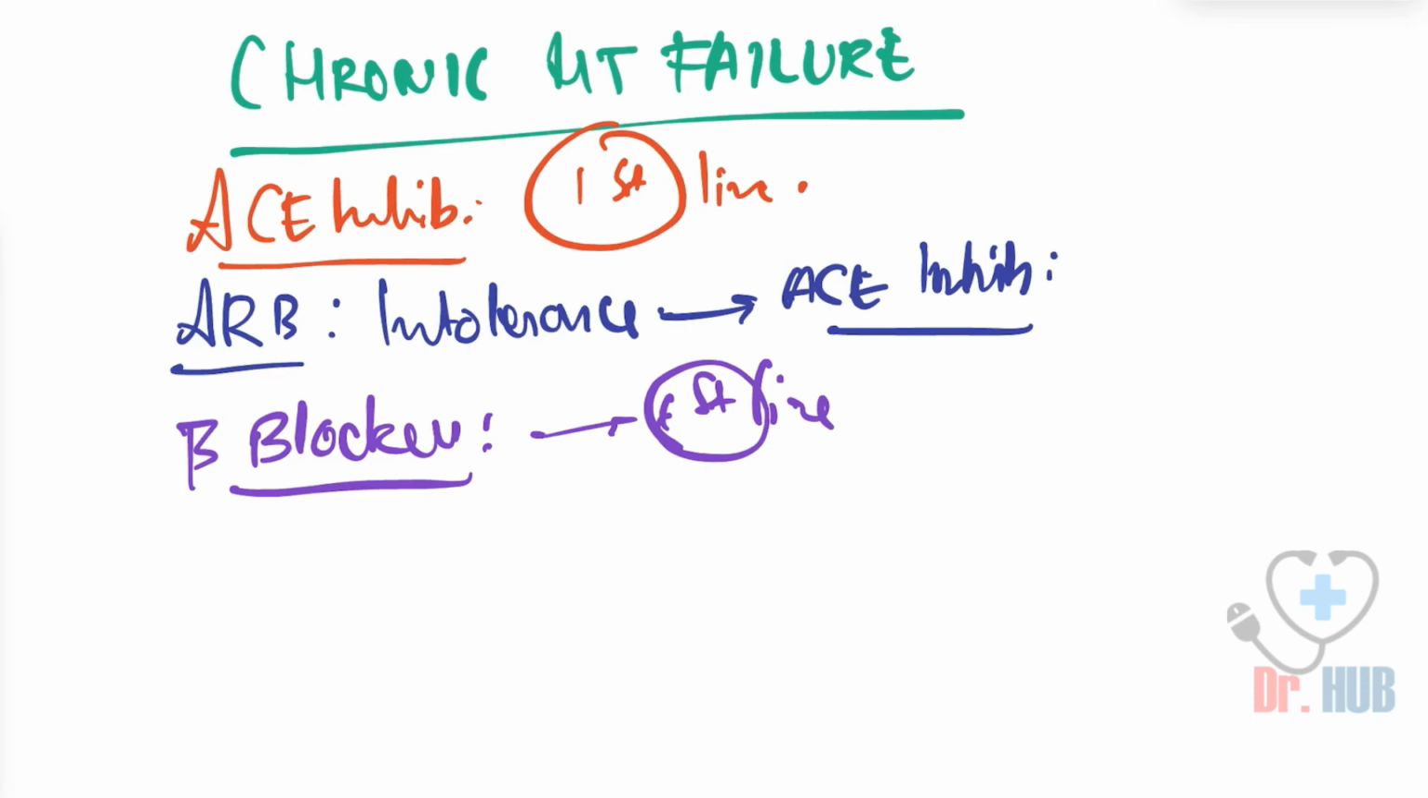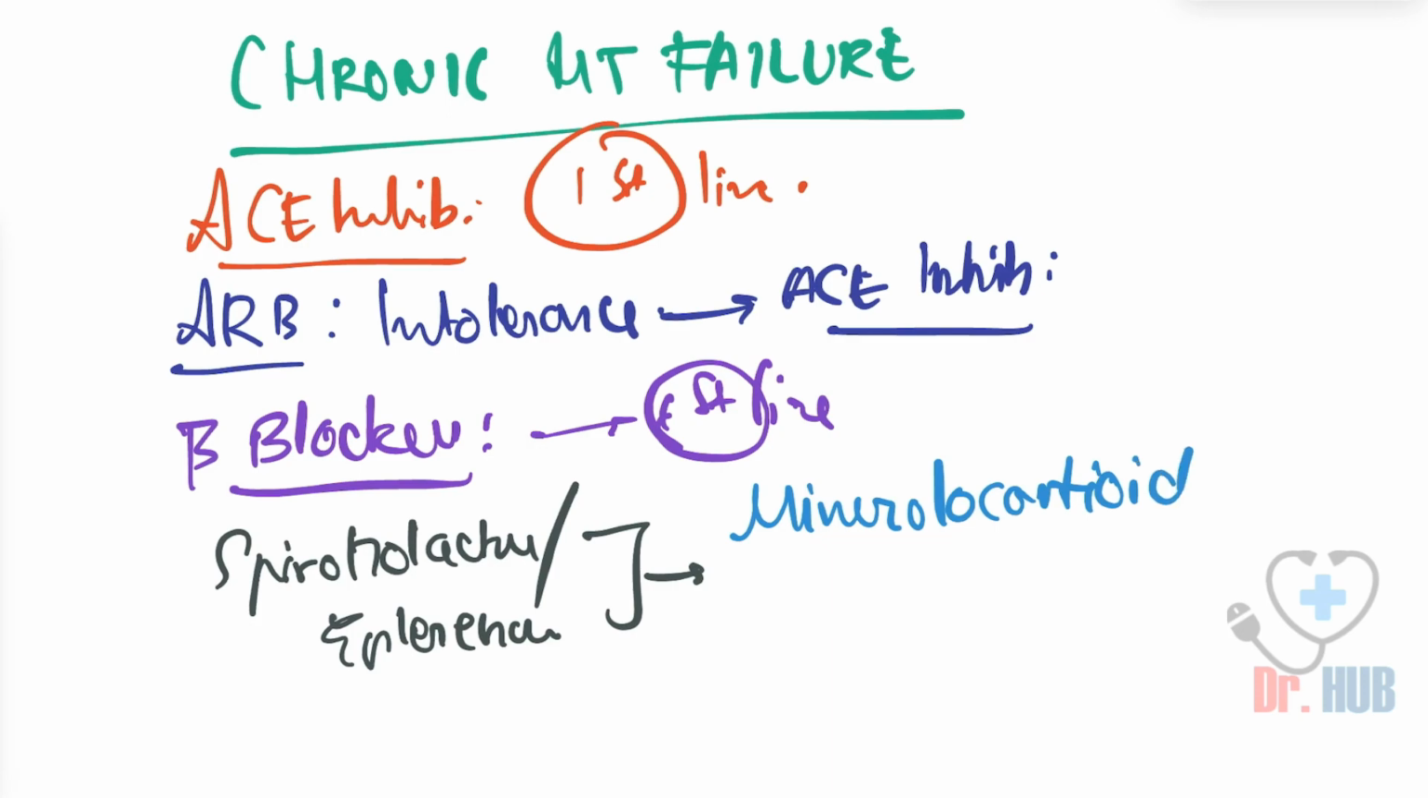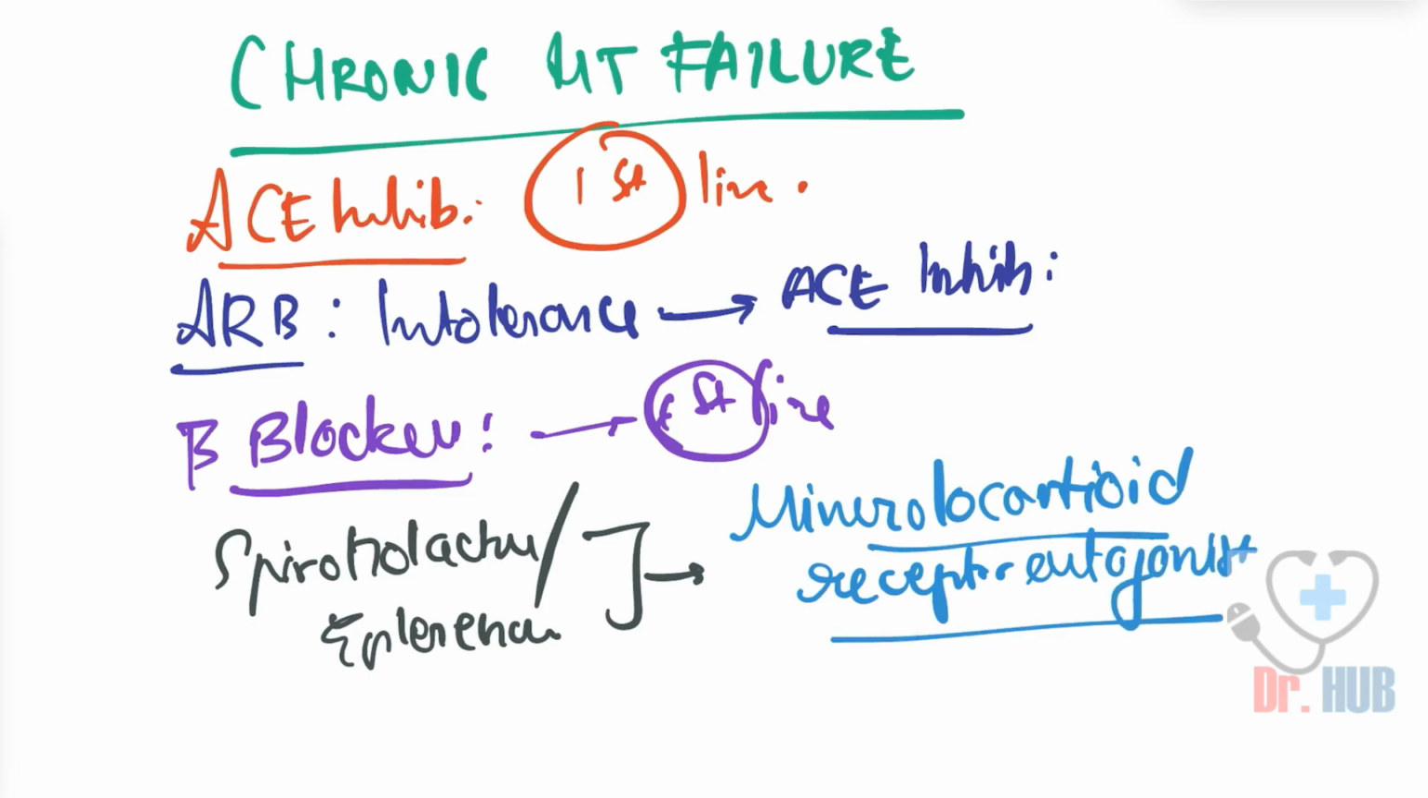Then what about spironolactone? There is spironolactone and eplerenone. Spironolactone and eplerenone are mineralocorticoid receptor antagonists, and they are the first line drugs for symptomatic heart failure relief.